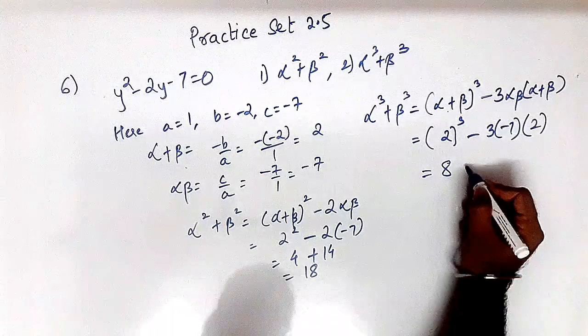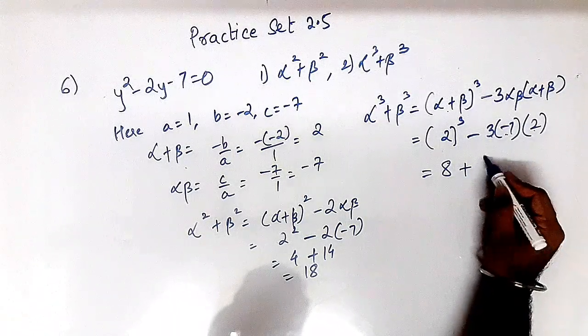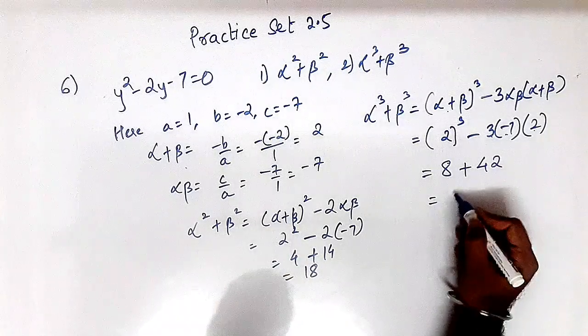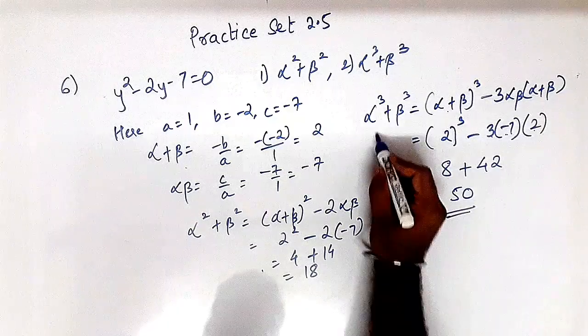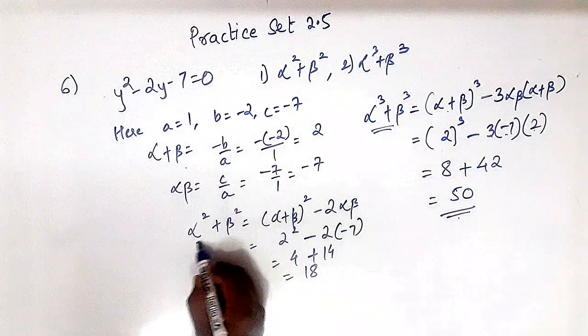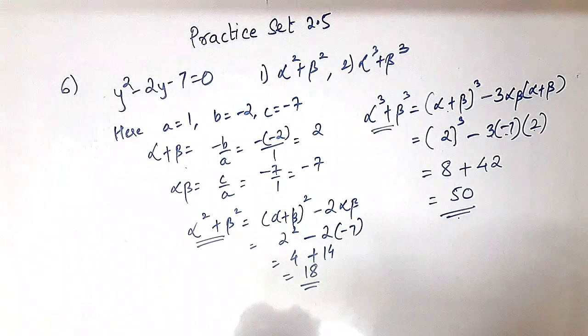And this is minus minus becomes plus, 3 7s are 21, 21 2s are 42. So what is 42 plus 8? It is 50. So this is your answer for alpha cube plus beta cube, and this is your answer for alpha square plus beta square. Let us move on to the seventh one.